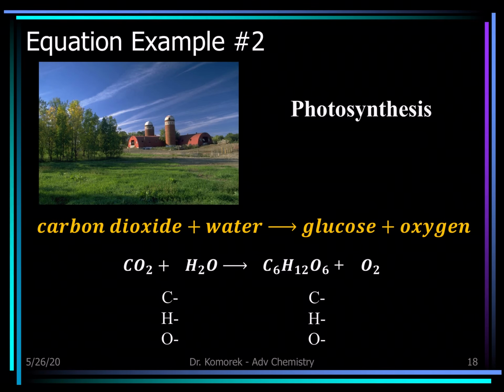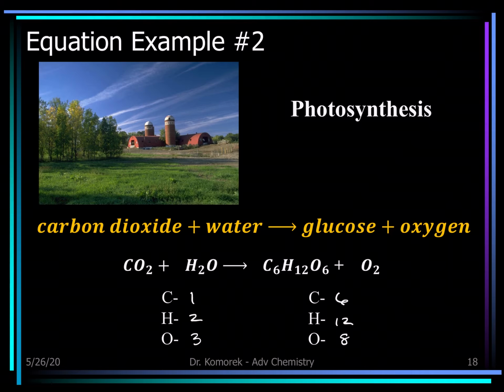In the last one, we were just learning to crawl. This one, we're kind of learning to run. But look at your total numbers. You have 1 carbon to start, 6 to finish, 2 hydrogens to start, 12 to finish, 3 oxygens to start, 8 to finish.